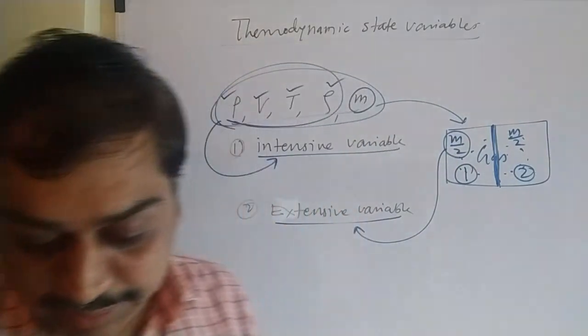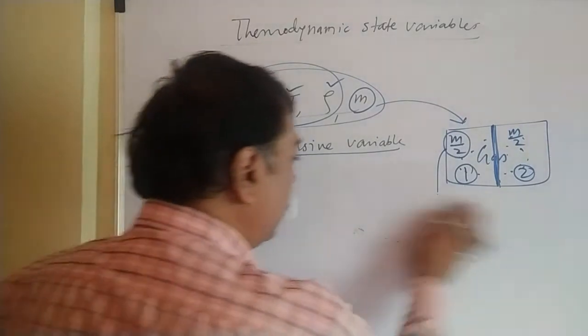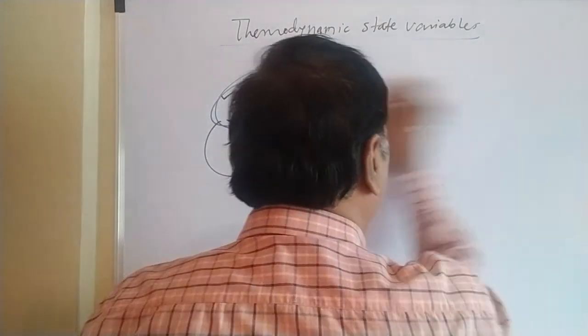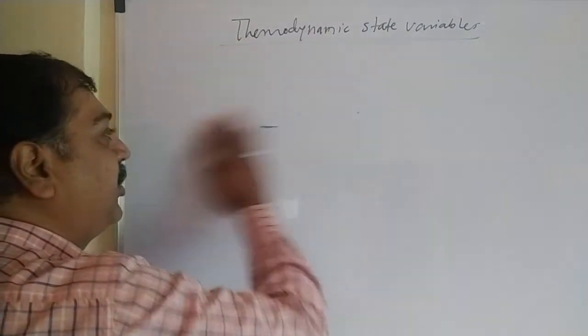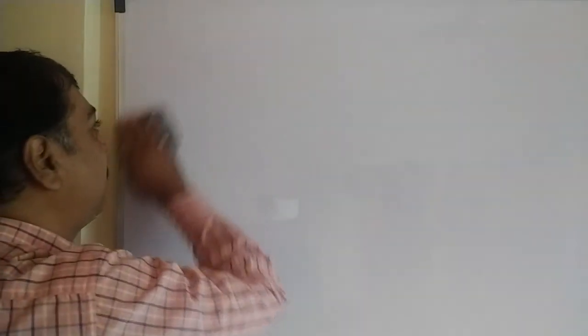Now let's go to the next one. That next parameter is thermodynamic equilibrium. If you remember, when we started this chapter, before learning the 0th law of thermodynamics, we saw equilibrium. When two systems or more than two bodies are at equal temperature, they are said to be in thermal equilibrium. So here we have to say thermodynamic equilibrium.